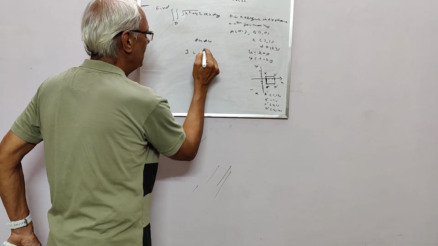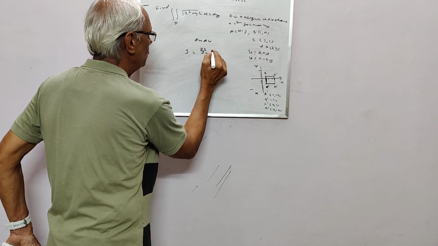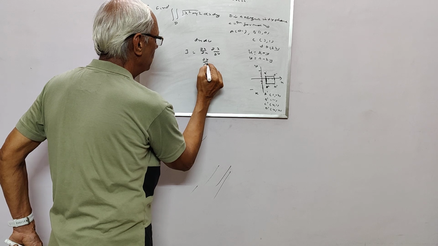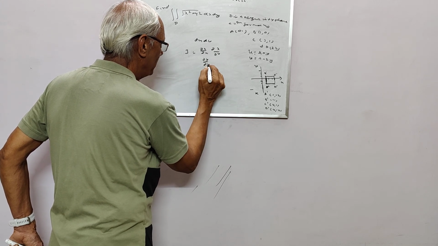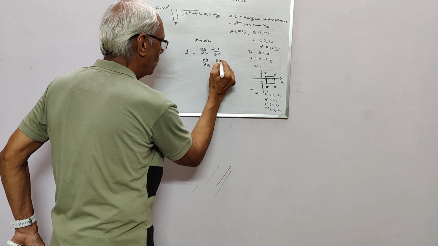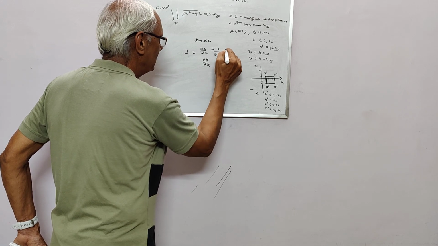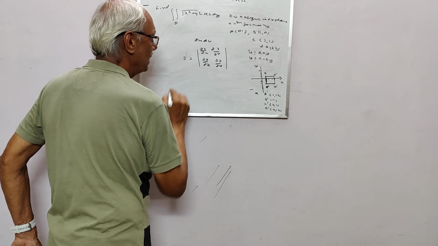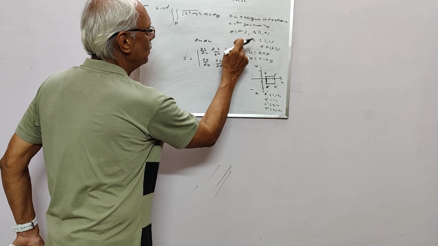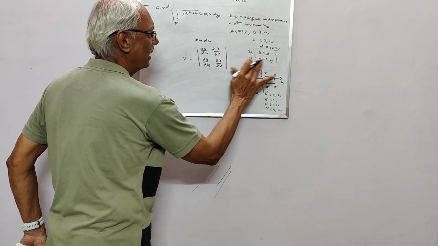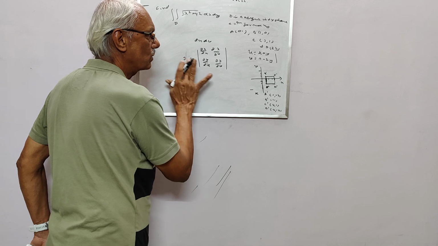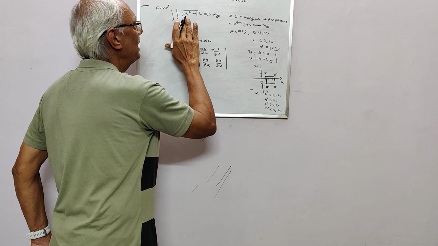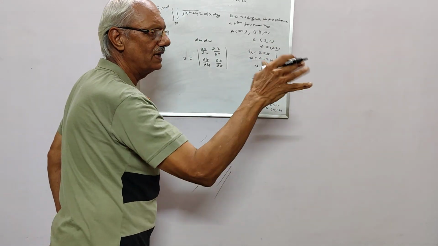What is a Jacobian here? It is dou x by dou u, dou x by dou v, and dou y by dou u, dou y by dou v. So this has to be found. You have to find the value of this Jacobian because you are giving two transformations here. With this Jacobian, we will be able to get the transformed integral so that we can evaluate.